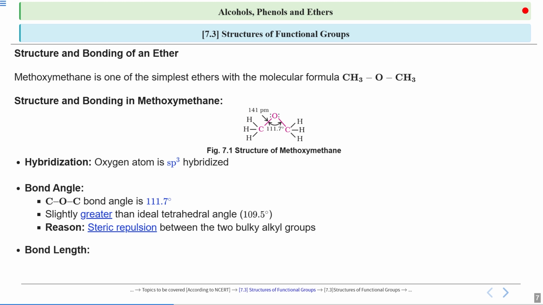Now, if you move to the bond length, the CO bond length is given as 141 picometers. If you remember, in methanol, the bond length of the CO bond is 142 picometers, right? So the bond length of the CO bond in ethers is similar to the CO bond length in methanol.